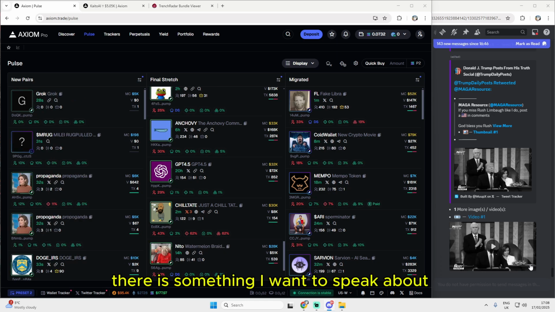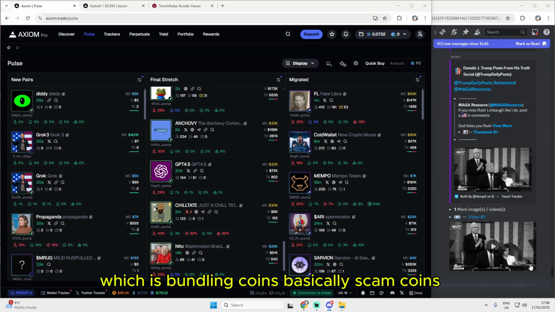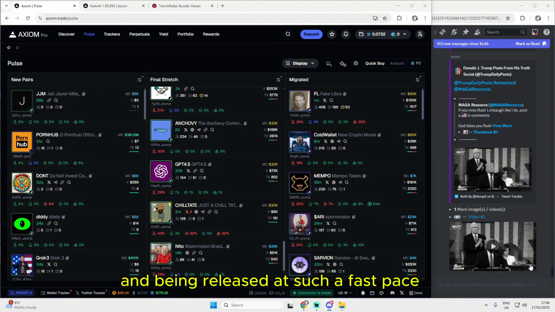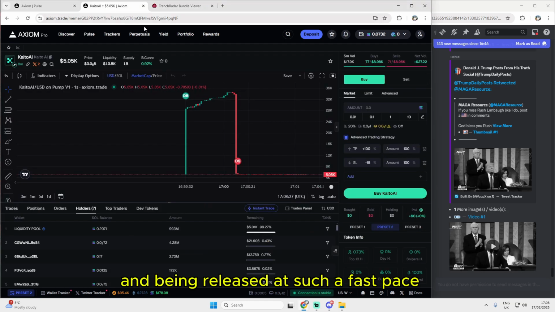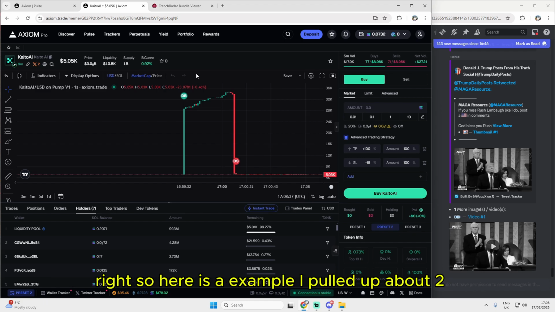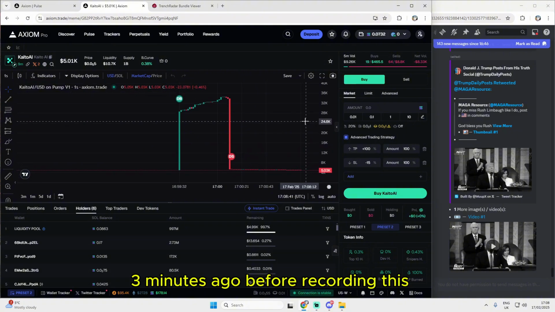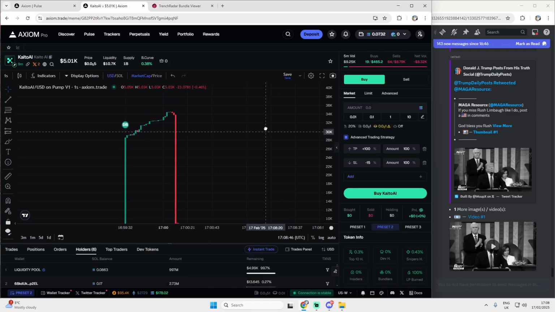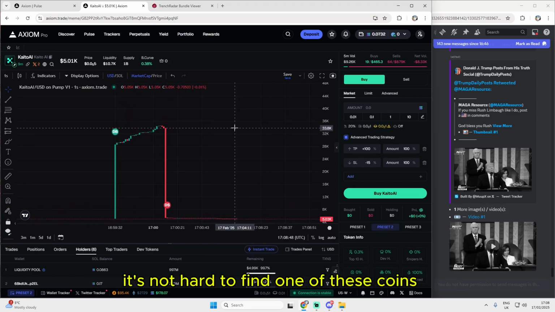Secondly, there is something I want to speak about, which is bundling coins, basically scam coins, being released at such a fast pace that it's hard to differentiate which ones are scam coins and which ones are legit. When I say legit, I mean coins that are not going to just dump on your head, right? Here is an example I pulled up about 2-3 minutes ago before recording this, and there are plenty of these examples. It's not hard to find one of these coins.